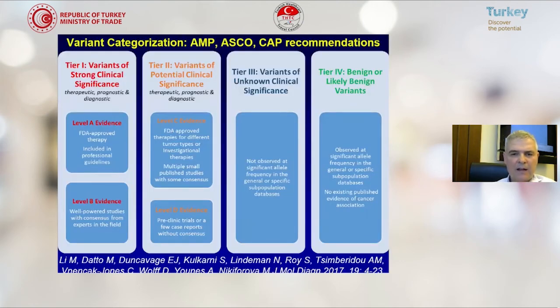So we divide our results into different tiers, like tier 1, tier 2, tier 3, and tier 4. Tier 1 is of strong clinical significance. So we see a very good result. For example, if there is a drug and a very good outcome, we say this is a tier 1. Tier 2 is a variant of potential clinical significance. We treat our patients, maybe not FDA approved for this cancer, but FDA approved for different types of cancer, but we can still treat the patient with that drug.